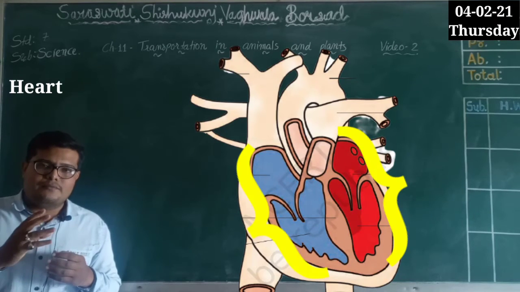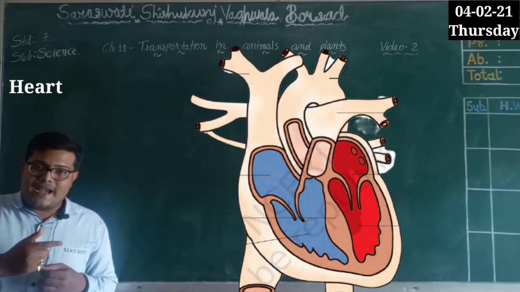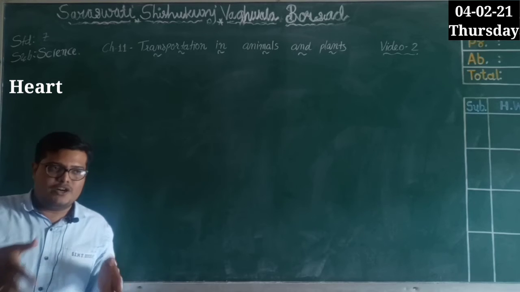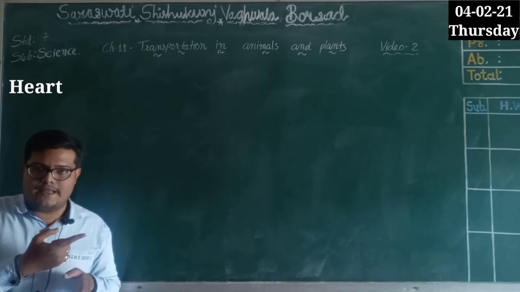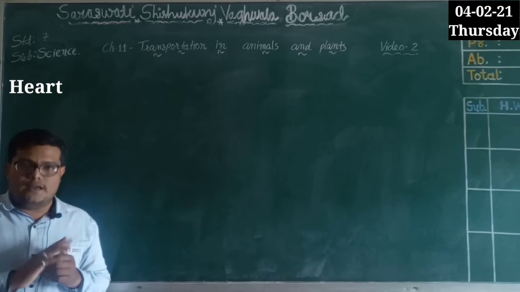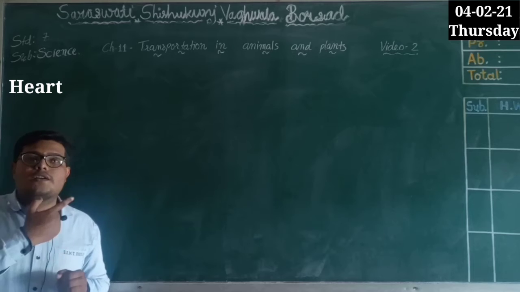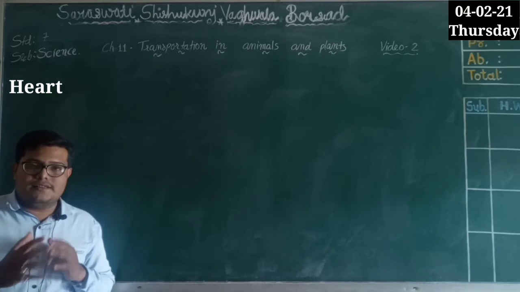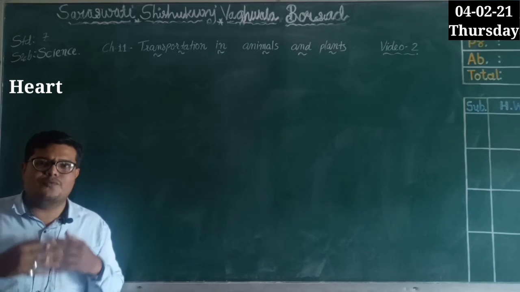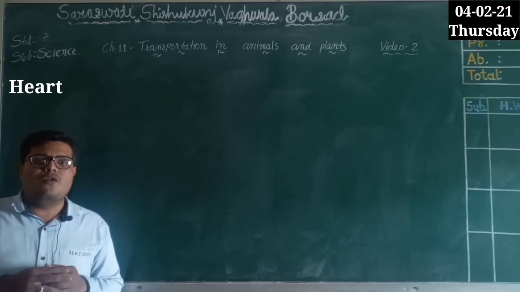Just imagine that one pump is on the right and one pump is on the left. The pump on the left side will pump oxygen-rich blood towards the body, and the pump on the right side will pump carbon dioxide-rich blood towards the lungs, right? This is the concept: from the 3rd or 4th standard we have been studying that the heart works like a pump. This is how your heart works.